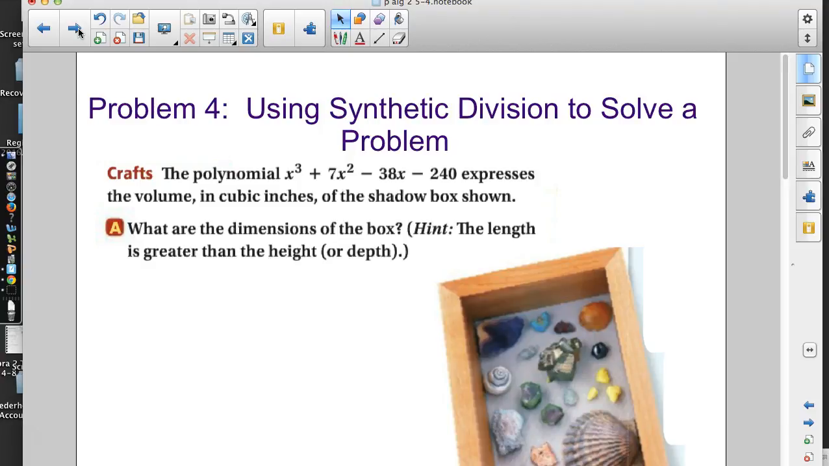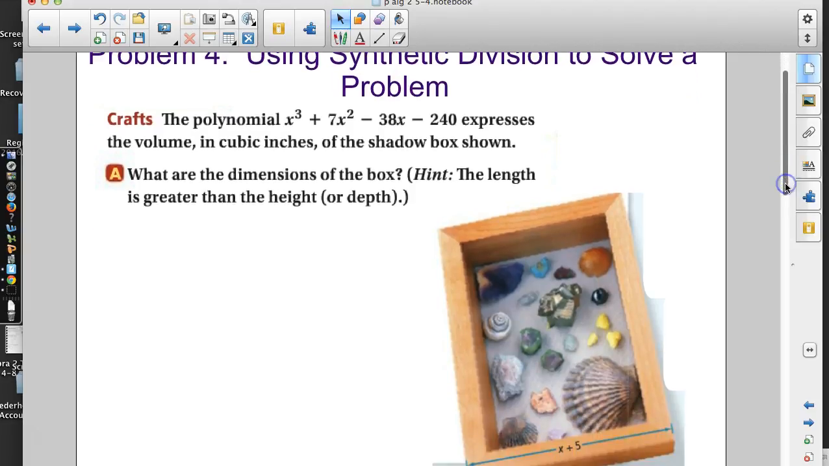The polynomial x cubed plus 7x squared minus 38x minus 240. Stop and think. What are you checking for while you go through that? Are they all there? 3, 2, 1, 0. They're all there. That expresses the volume in cubic inches of this lovely little shadow box with seashells down here. Fairies like the beach. It's a good place. What are the dimensions of the box?